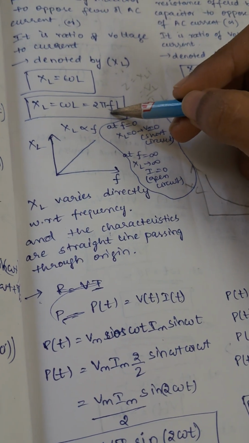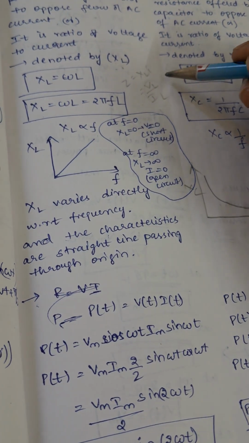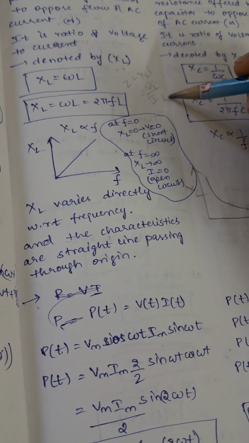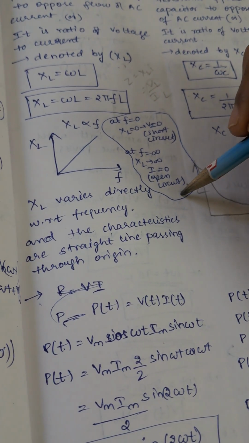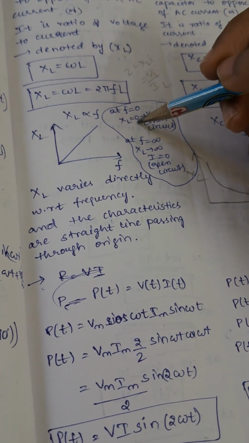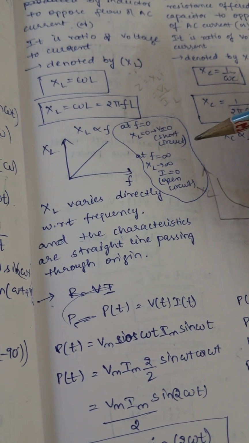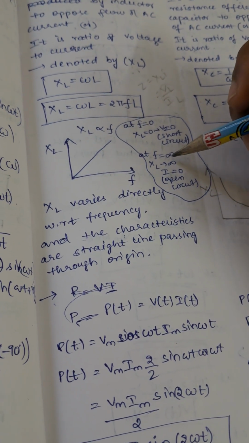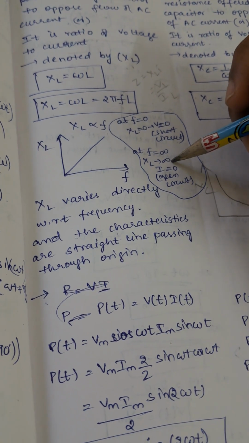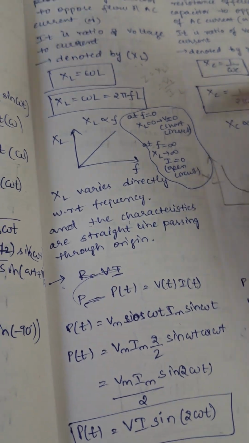If frequency is infinite, XL will be infinite, meaning the denominator I will be 0, meaning open circuit. So if frequency is 0, XL is 0, meaning zero inductive reactance, which means short circuit. If frequency is infinite, then inductive reactance is infinite, which means open circuit.